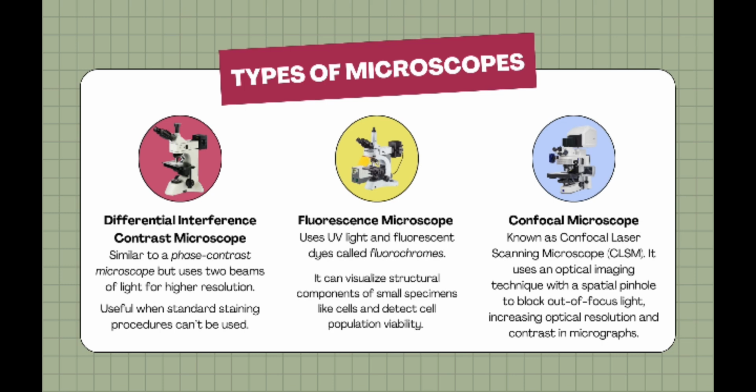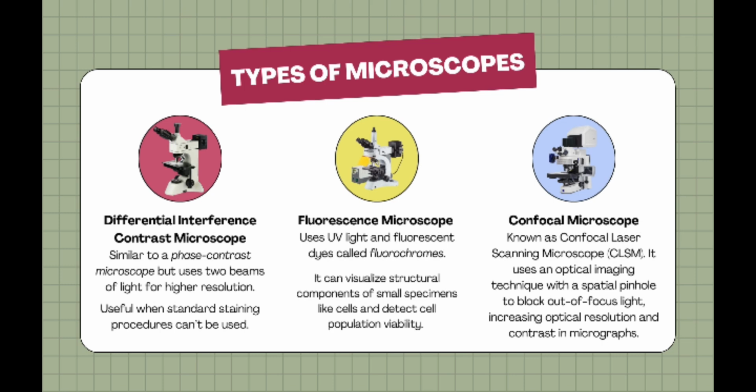Fluorescence microscope uses ultraviolet light and fluorescent dyes called fluorochromes. It can be used to visualize structural components of small specimens, such as cells, and to detect the viability of a cell population. It may also be used to visualize the genetic material of the cell. Next, the confocal microscope, known as confocal laser scanning microscope or CLSM, or laser confocal scanning microscope LCSM, uses an optical imaging technique that increases optical resolution and contrast of the micrograph by using a spatial pinhole to block out-of-focus light in the image formation.